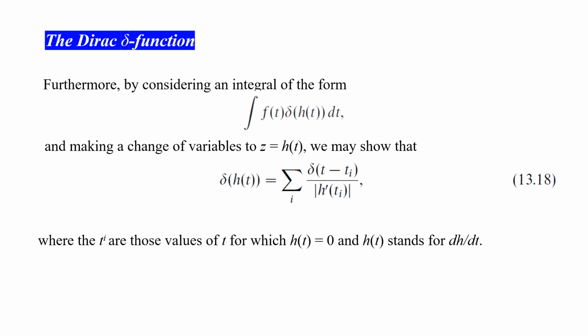Furthermore, by considering an integral of the form the integral of f of t delta of h of t dt, and making a change of variables to z equal to h of t, we may show that delta of h of t is equal to the summation of delta of t minus t_i over the modulus of h prime of t_i, where the t_i are those values of t for which h of t is equal to 0, and h prime of t stands for dh over dt.